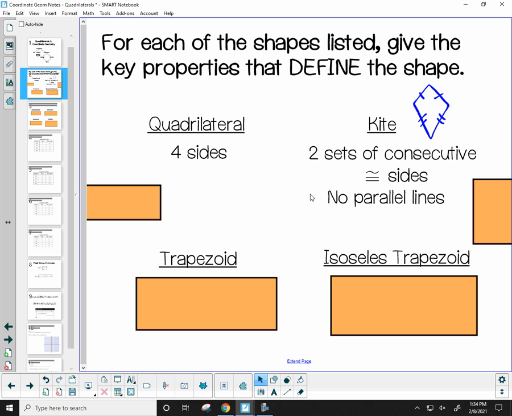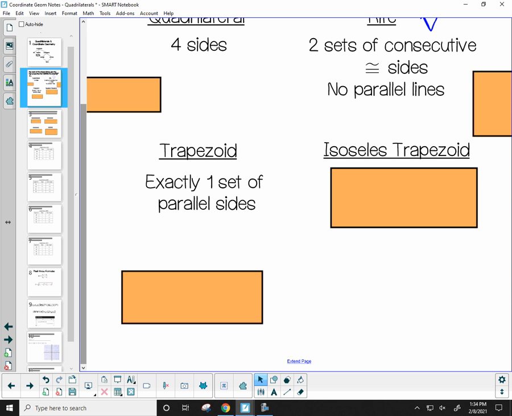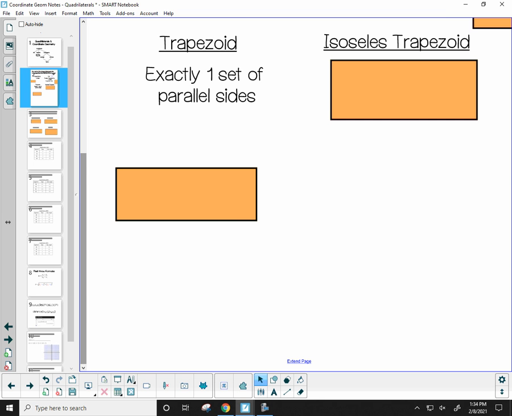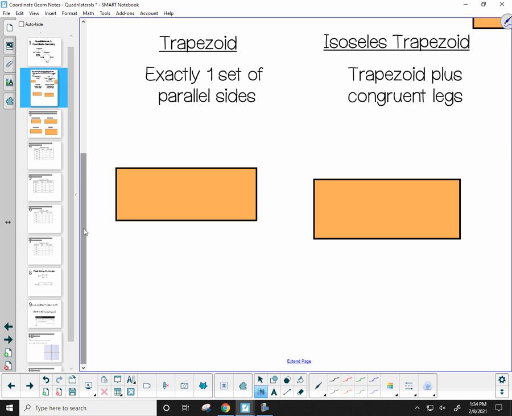All right, trapezoids. So trapezoids have exactly one set of parallel lines. Okay, so exactly one set of parallel lines. Then an isosceles trapezoid is going to be a trapezoid that also has two congruent legs. So remember, these are my parallel sides. The legs would have to be congruent.